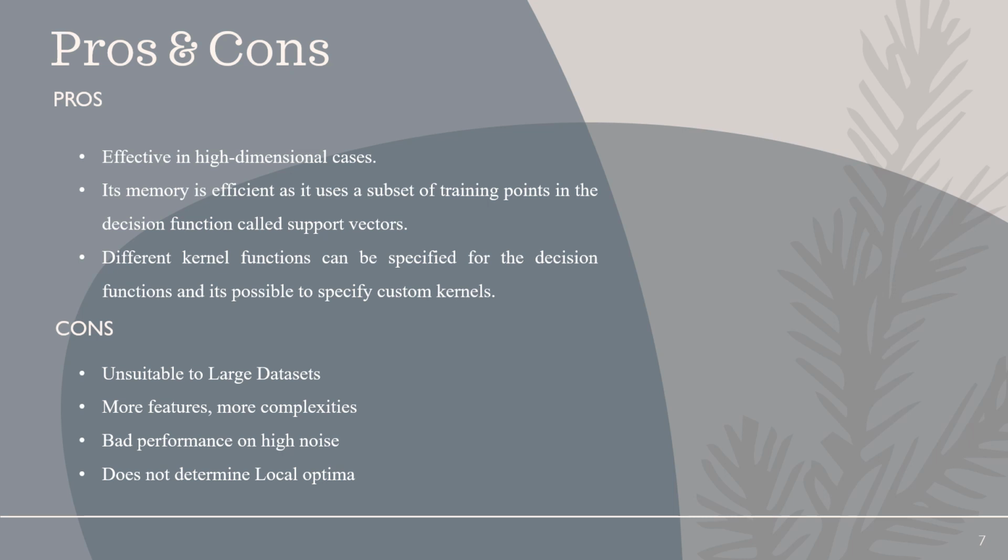The advantages of using SVM are it is effective in high dimensional cases, and it is memory efficient as it uses a subset of training points in the decision function, called support vectors. Different kernel functions can be specified for the decision functions, and it's possible to specify custom kernels. And the disadvantages are it is unsuitable for large datasets, more features and more complexities, bad performance on high noise, and does not determine local optima.